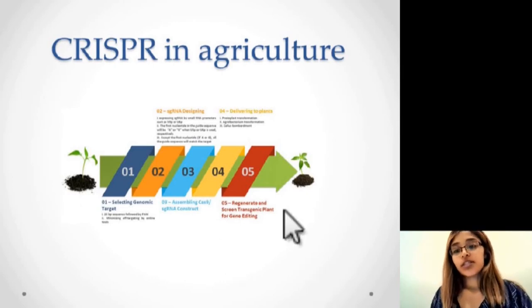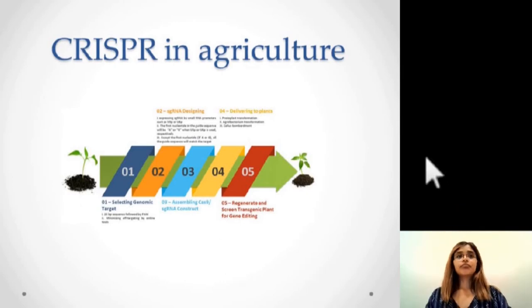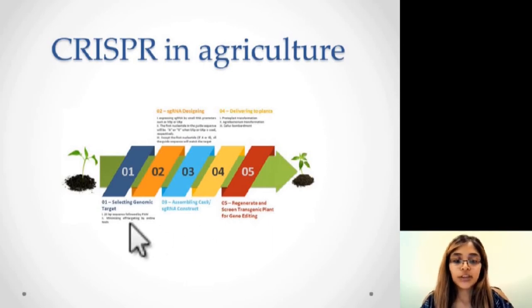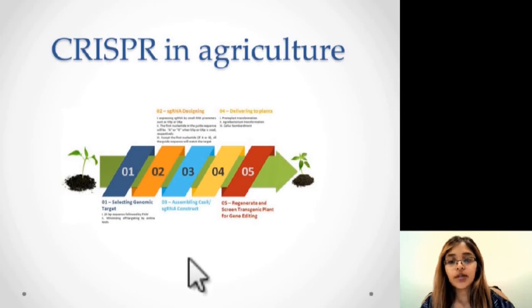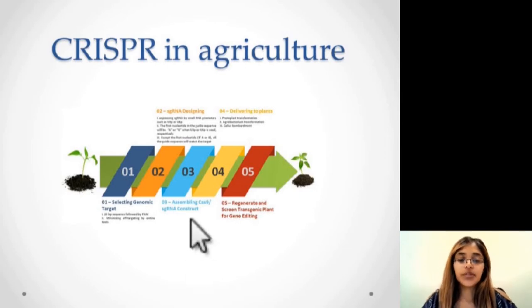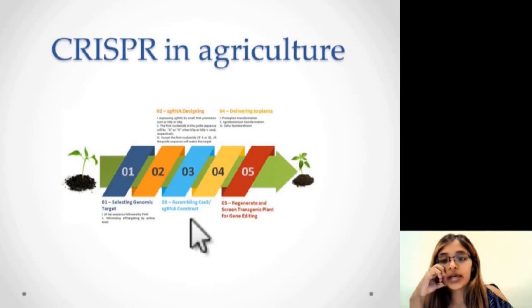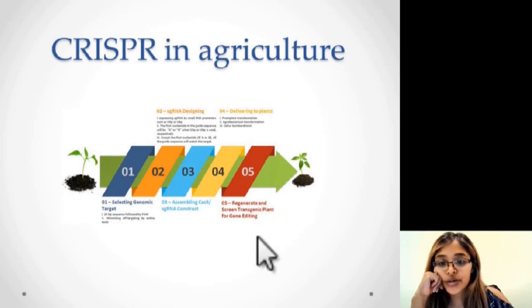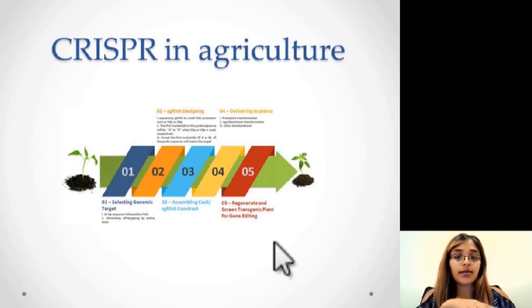So this is just an overall overview of the method that we will use when we use the CRISPR-Cas9 system. We would first select the genome target, and then we would go ahead and design our guide RNA. After that, we would assemble the Cas9 with the guide RNA and then deliver it to the plants. After it's delivered to the plants, we would regenerate and screen the transgenic plant for gene editing.